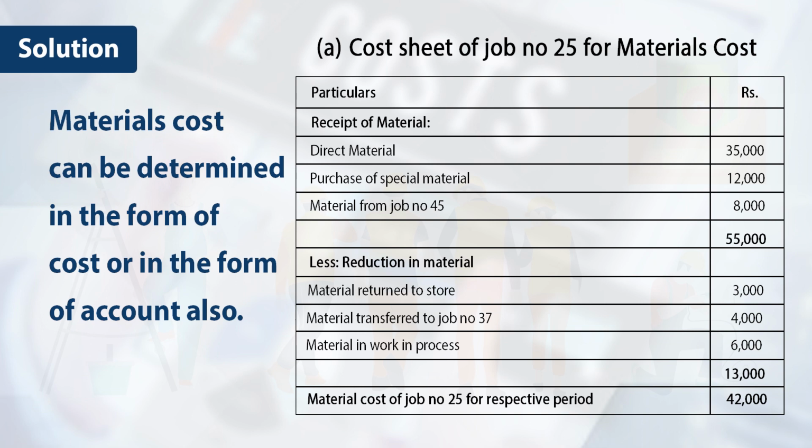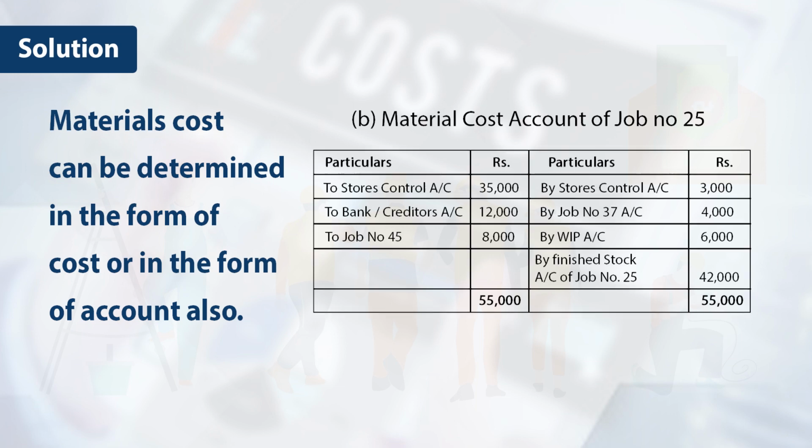From this, less reduction in material: material returned to store rupees 3,000, material transferred to job number 37 rupees 4,000, material in work in process rupees 6,000, making total 13,000. Therefore, material cost of job number 25 for respective period is 42,000. Let's prepare material cost account of job number 25.